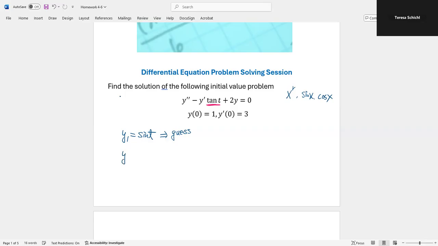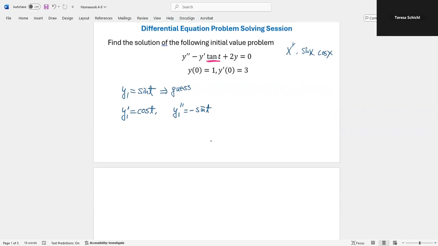All right. So then the first derivative of sine will be cosine t, and then y1 the second derivative will be negative sine t. Okay, so now let's substitute into the above differential equation. So y double prime is negative sine t, minus y prime, cosine t, times the tangent t. Tangent t is sine t over cosine t. Then plus 2y, plus 2 times sine t.